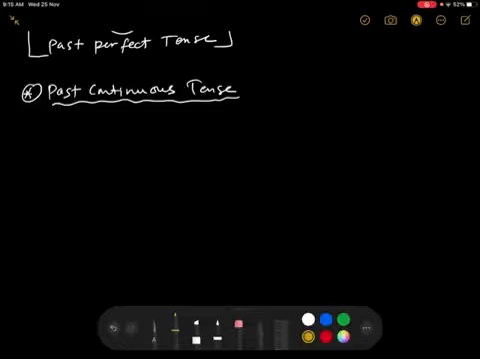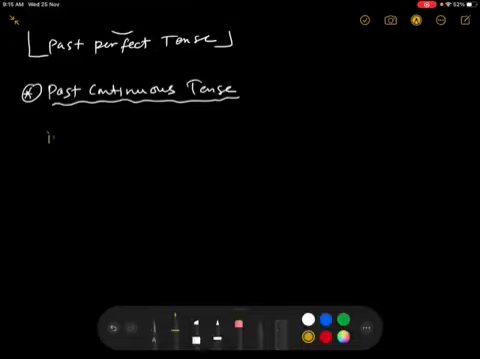There is no indication in the past continuous tense of when the action was started or when the action finished. We don't know. We just focus on a certain point in the past at which an action was continuous.